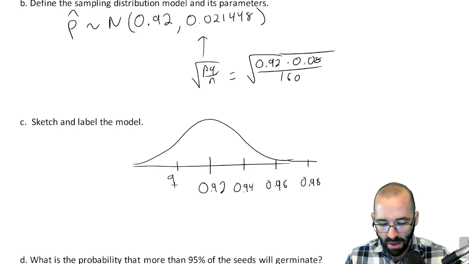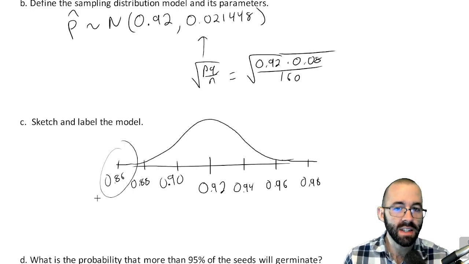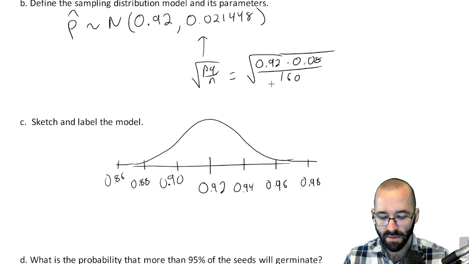One below is going to be about 90%. Two below is going to be about 88%. And three below is going to be about 86%. It's going to be really, really rare for this few seeds to germinate.